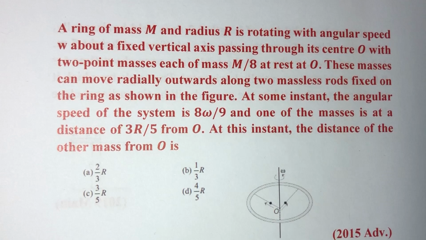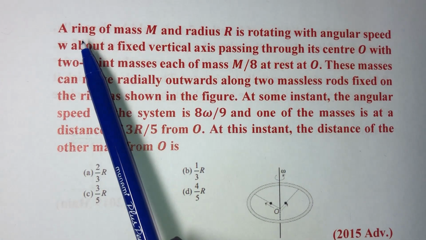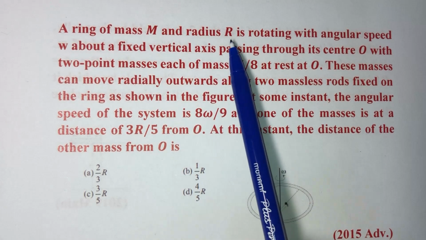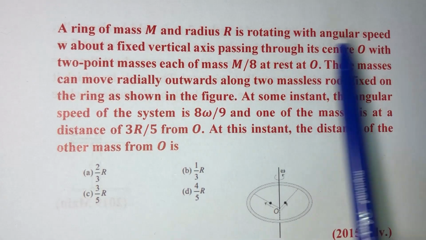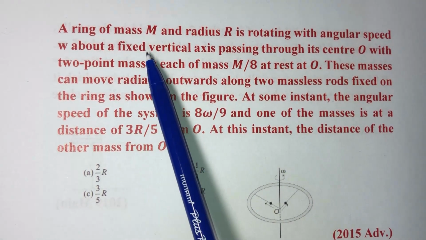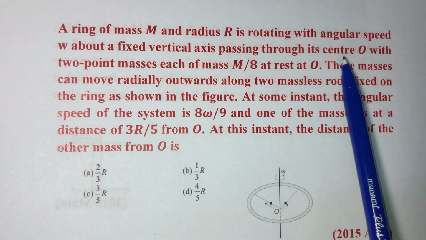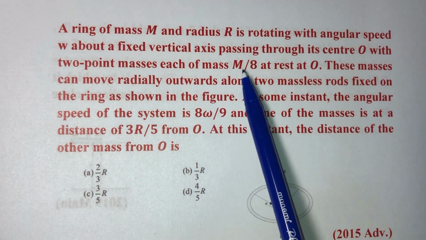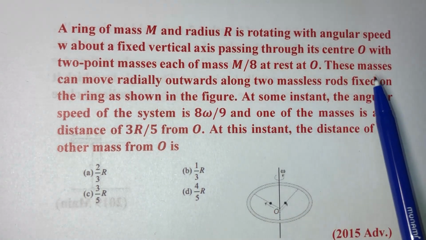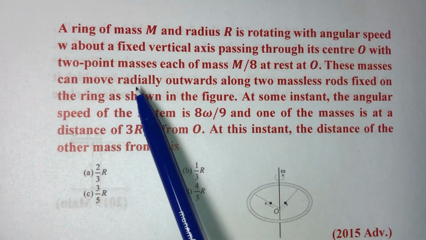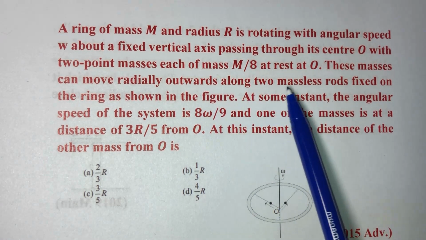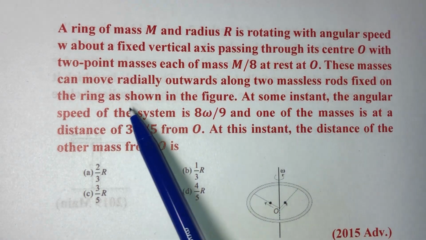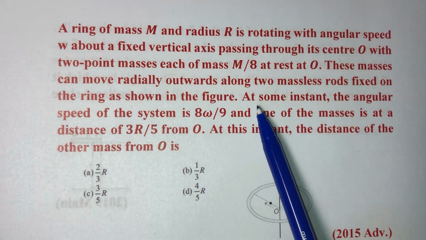Hello friends, in today's question, a ring of mass m and radius r is rotating with the angular speed omega about a fixed vertical axis passing through its center O, with 2 point masses each of mass m by 8 at rest at O. These masses can move radially outwards along two massless rods fixed on the ring as shown in the figure.